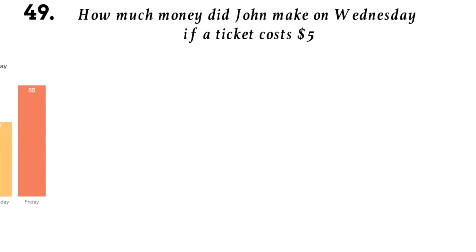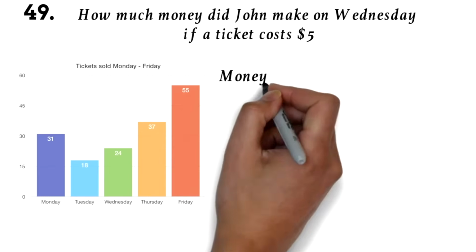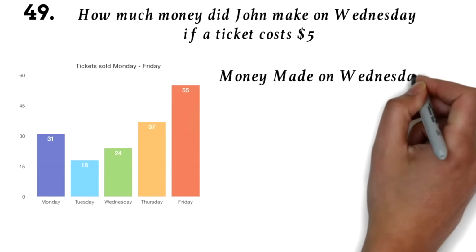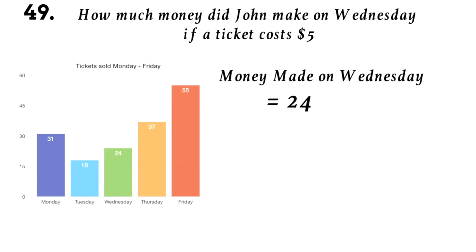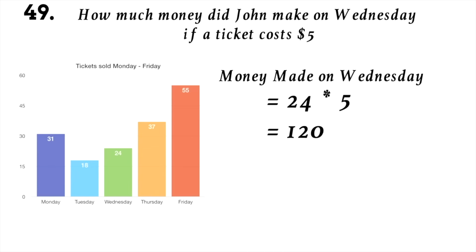Question 49. How much money did John make on Wednesday if a ticket cost $5? We are using the same chart. John sold 24 tickets on Wednesday, so we will just multiply it by the price per ticket, which is $5. 24 times 5 is 120. So John made $120.